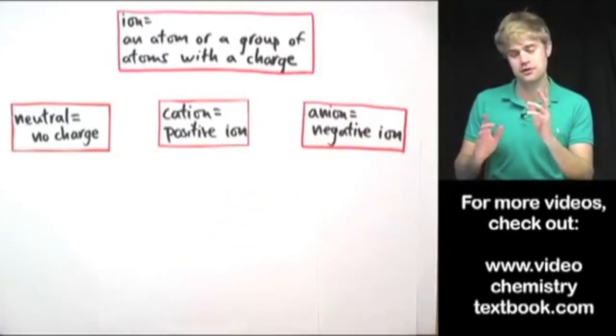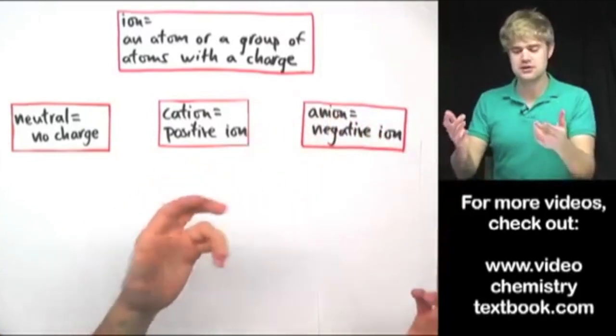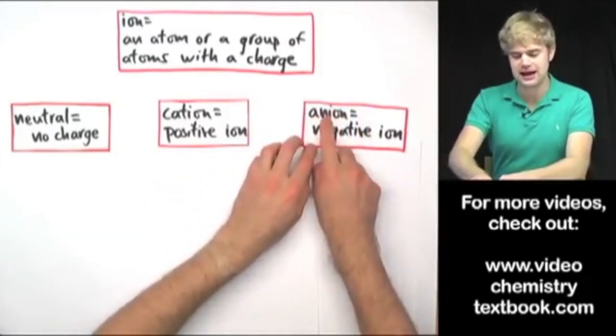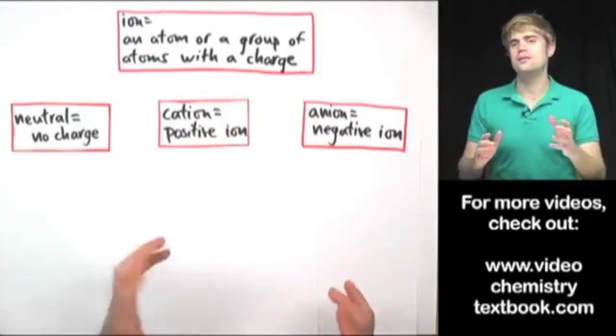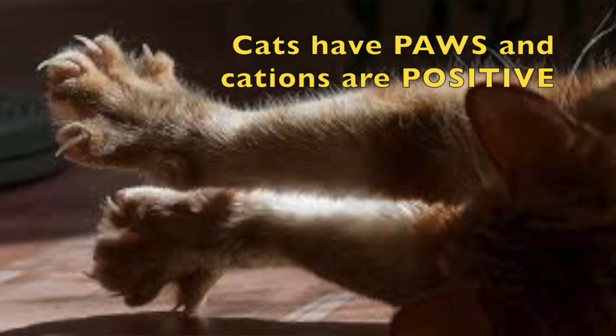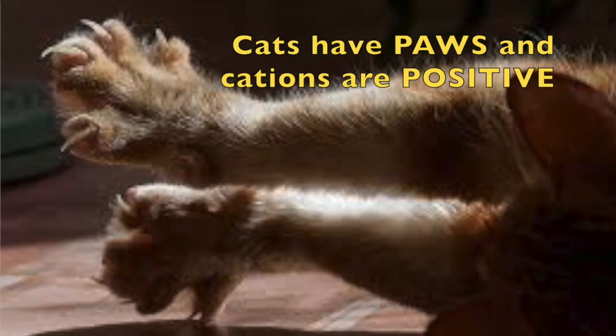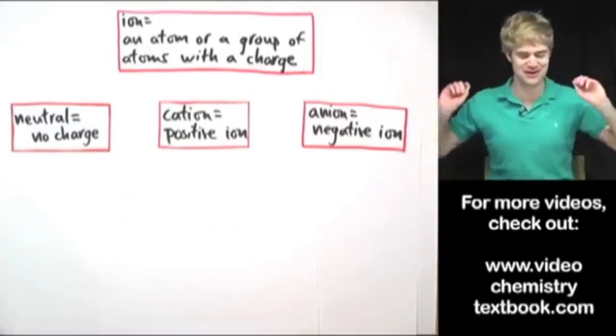Here's a way that I use to remember this. Anion, I think of this as standing for a negative ion. And then cation, it's really cheesy, but you can remember this because cats have paws and a cation is positive. You'll never forget it. I swear, you'll never forget it.